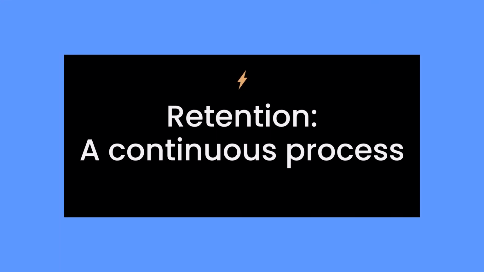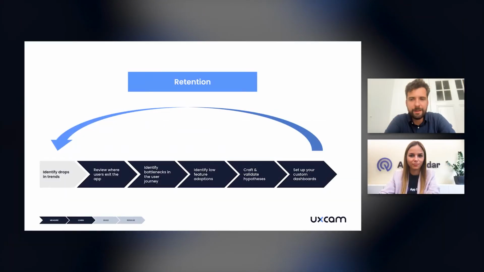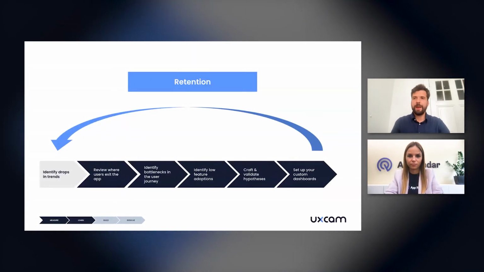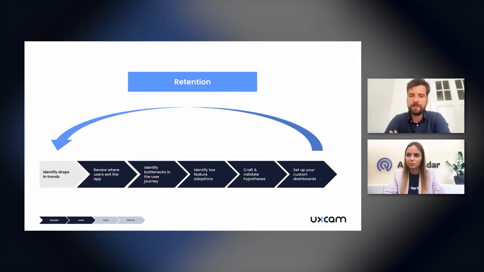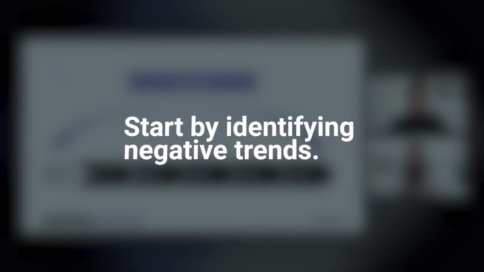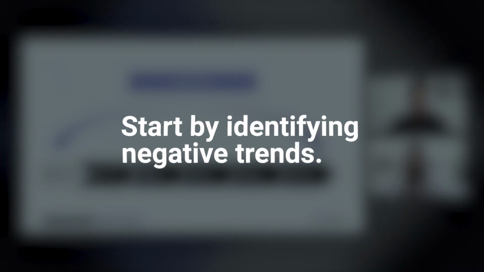So similar to the previous step, analyzing retention and optimizing your app for retention, fixing retention issues, is a continuous process. It generally starts by identifying a negative trend, like for instance, a drop in your active users, whether it's daily, weekly, or monthly, depends on what is more relevant for you. But how to get started when you want to identify issues in your app?